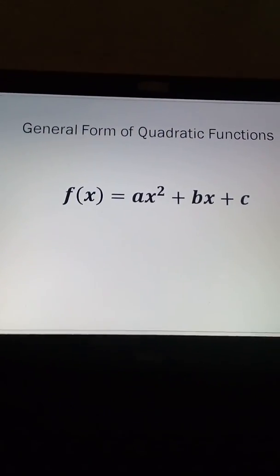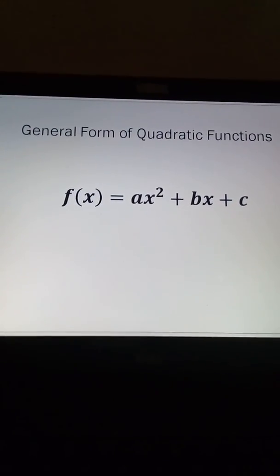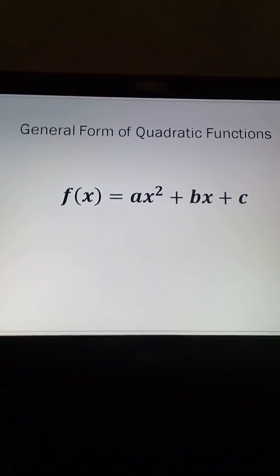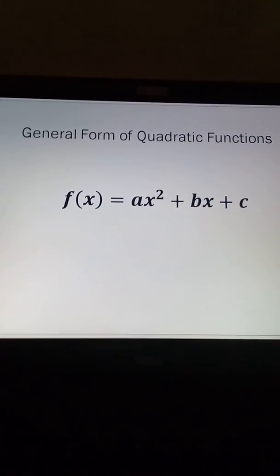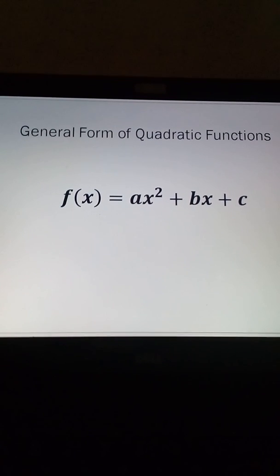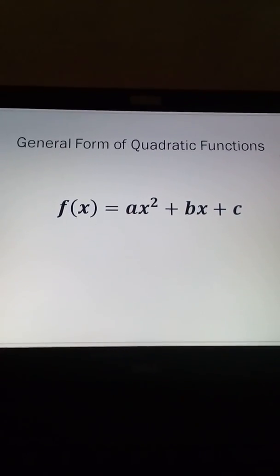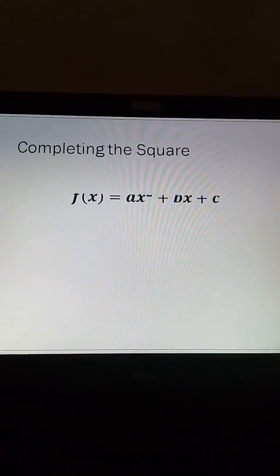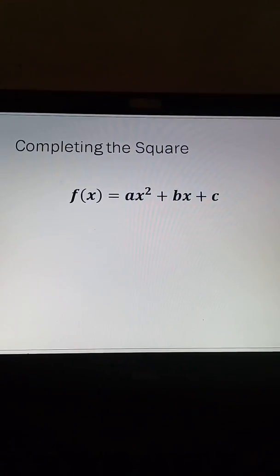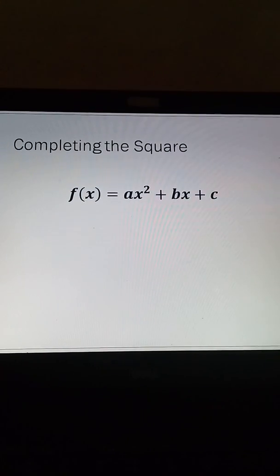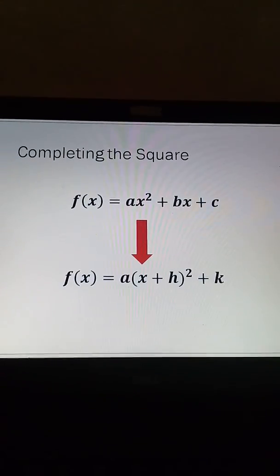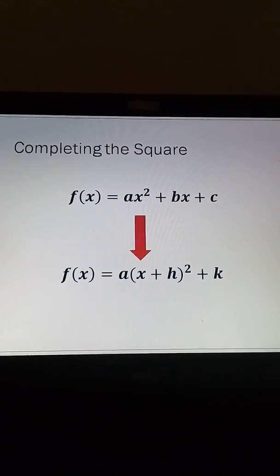So the general form that we know a quadratic function has is ax² + bx + c, where a, b, and c are integers. So all that we're doing is to write the function from that form, or convert it from that form to this form with a perfect square in it.